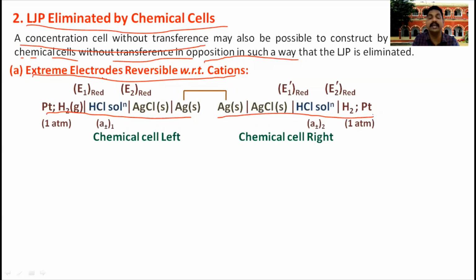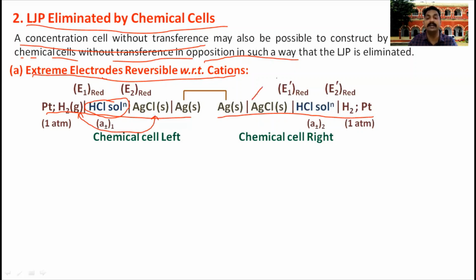यहाँ left hand side एक chemical cell है और right hand side दूसरा chemical cell है, and both cells are without transference. अगर यहाँ पर हम देखेंगे दोनों electrodes को एक ही solution में dip किया गया है. So what is that solution? HCl solution. तो यहाँ पर हाइड्रोजन इलेक्ट्रोड और सिल्वर एंड सिल्वर क्लोराइड इलेक्ट्रोड ये दोनों को एक ही सॉल्यूशन में डिप किया गया है. Thus it is without liquid junction potential.